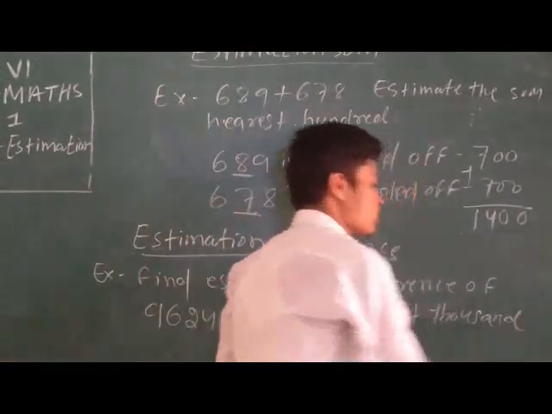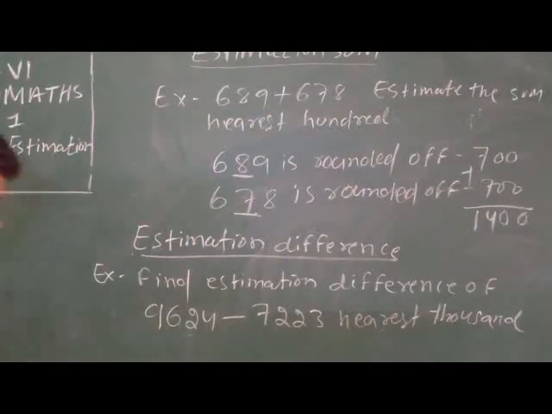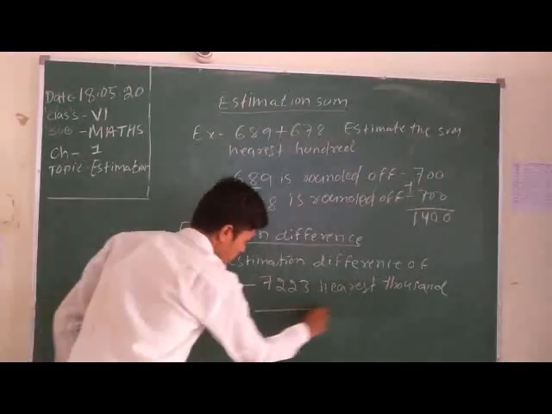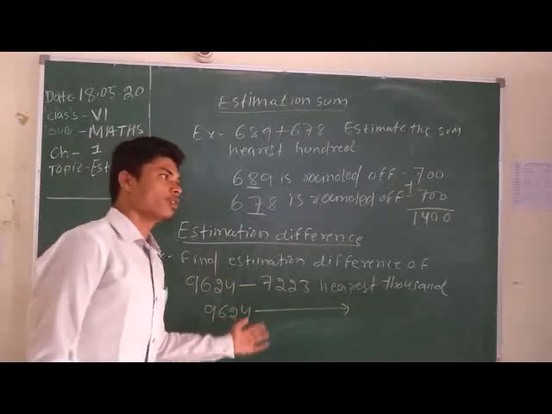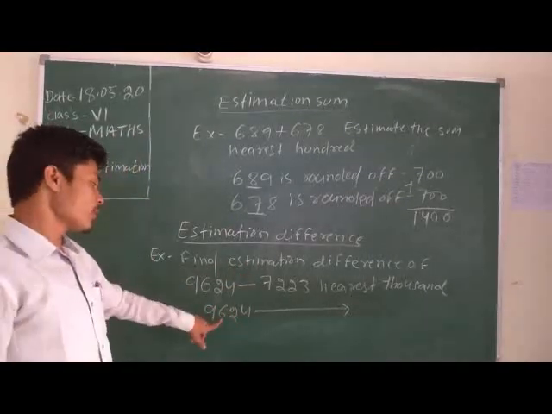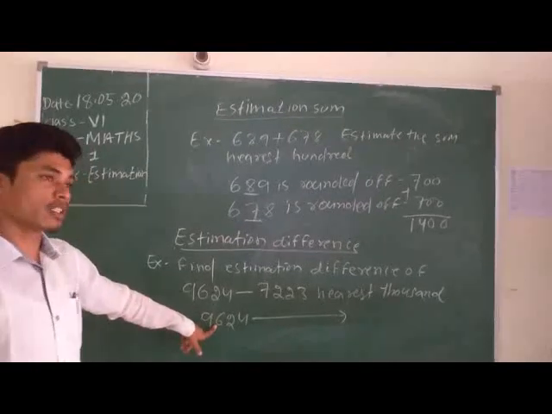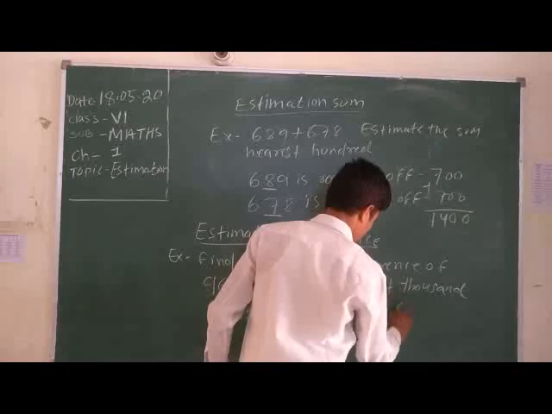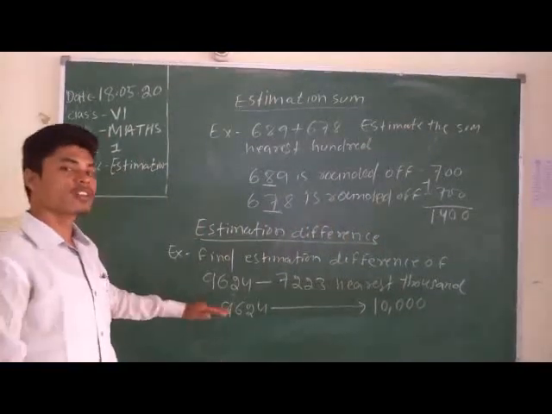How do we do it? First we round off to the nearest 1,000. See the number. 9,624 is rounded to the nearest 1,000, and we compare which place? The hundreds place. The hundreds place is more than 5. That's why 9,000 is changed into 10,000. 9,000 is nearest to 10,000.